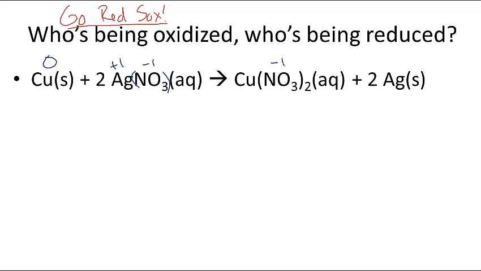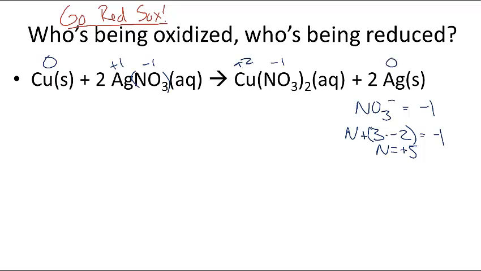If you were to break it up, okay, so you know the whole thing is equal to -1. You know O is equal to -2. So N plus 3 times -2 equals -1. So N equals +5. Right, that's if you were to break it up. Let's not do that, though. All right, Cu is +2. Ag is 0. Now we go back to our old friend.